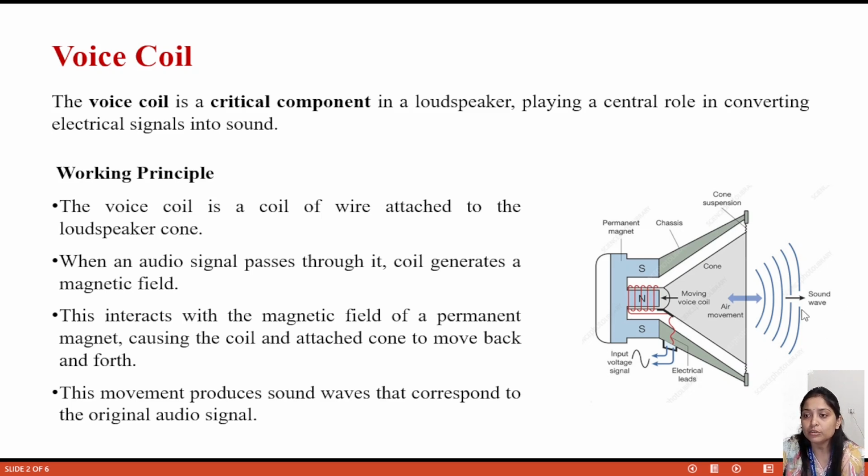Now one by one I will explain each point. The voice coil is a coil of wire attached to the loudspeaker cone. This is the voice coil, the red one. When an audio signal passes through it, the coil generates a magnetic field. This interacts with the magnetic field of the permanent magnet, causing the coil and attached cone to move back and forth. This movement produces sound waves corresponding to the original audio signal. I hope all of you can understand, because this is the main part of the voice coil.